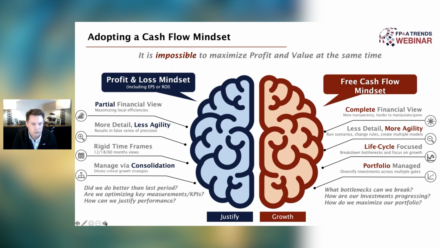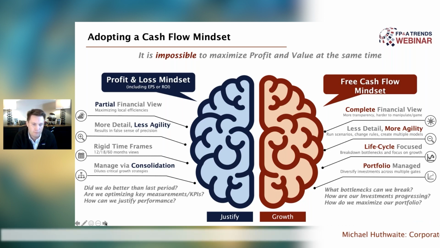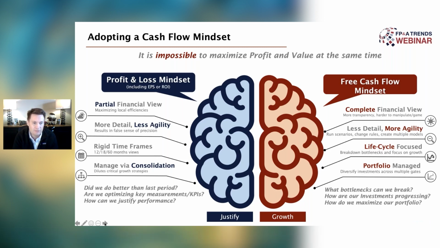And the conclusion I'll make a little later on, and I leave it here in the title, is that it's really impossible to maximize profit and shareholder value at the same time. You have to invest in growth opportunities, which are going to take a hit to your P&L, but later they're going to be your cash cows, and that's where the valuation comes in.